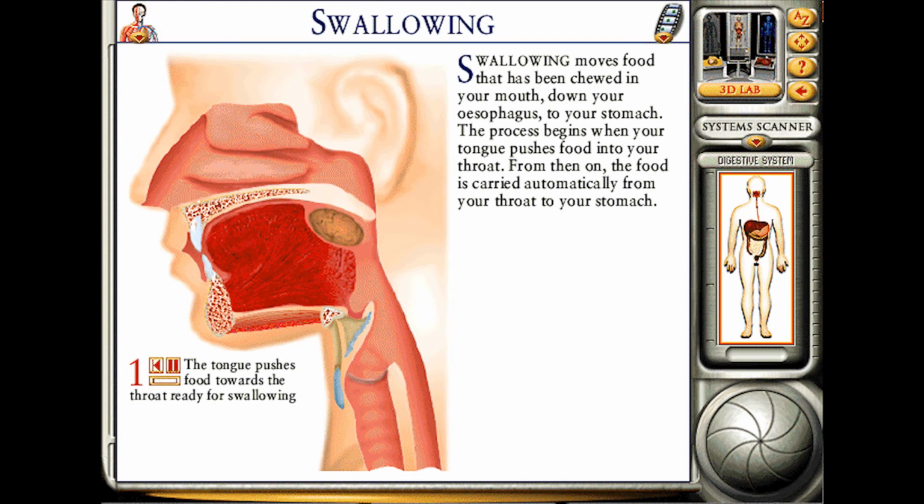To help you swallow, food inside your mouth is chewed up and moulded into a slippery ball called a bolus. The tongue pushes this upwards against the roof of the mouth, forcing the bolus backwards into the throat.